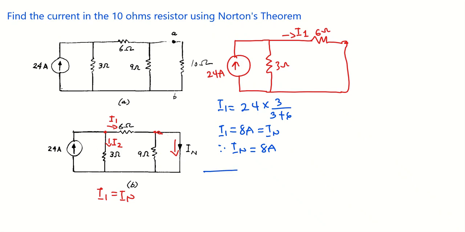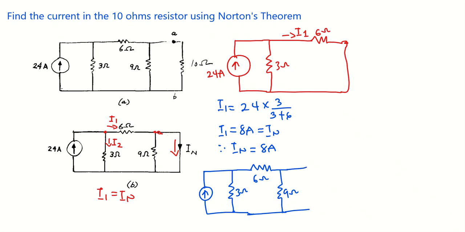Okay, so we have a current source here, and then we have a 3 ohms resistor here, then we have 6 ohms here. This is 6 ohms, and then we have 9 ohms here. Okay, and then we want to find Norton's resistance, right, which will be the resistance at these two terminals, that's A and B.